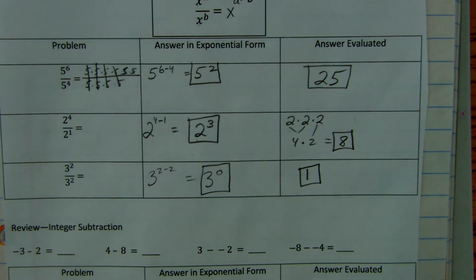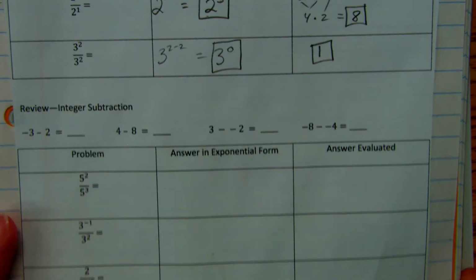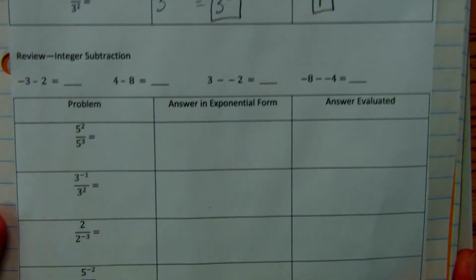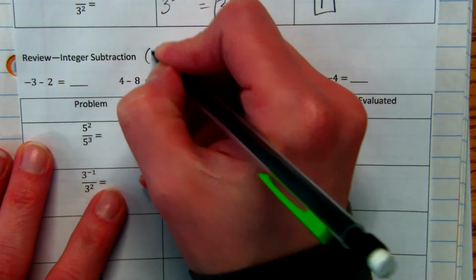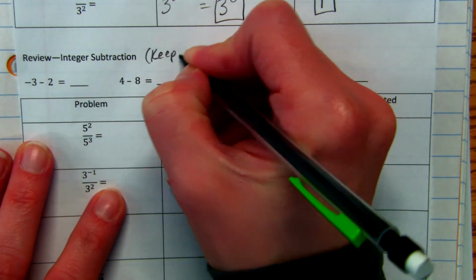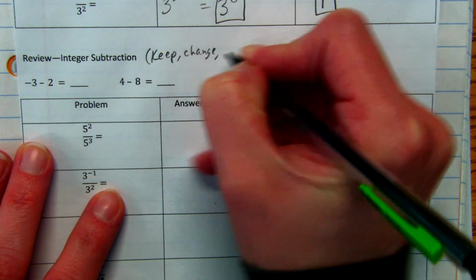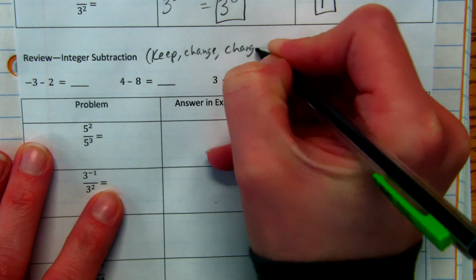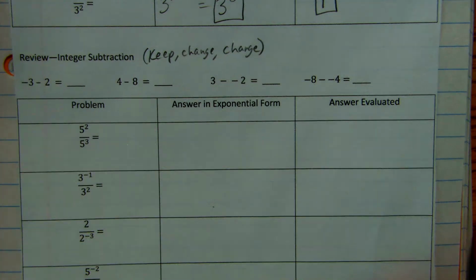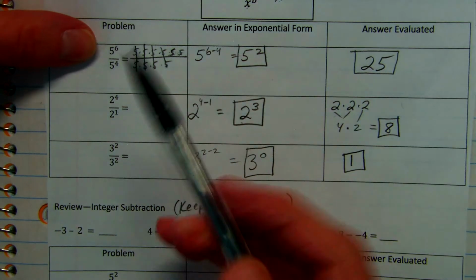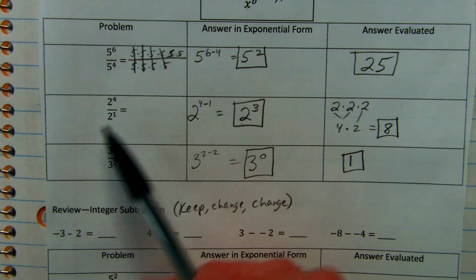All right, so to do the second half of this, we have to review how to do integer subtraction. And it's funny because I just did integer subtraction with the 6th and 7th graders. When we did integer subtraction last year, we had a little thing called keep, change, change. We only use this if there's negatives in the problem. So we didn't need it up here because these were just regular 6 minus 4 and 4 minus 1.